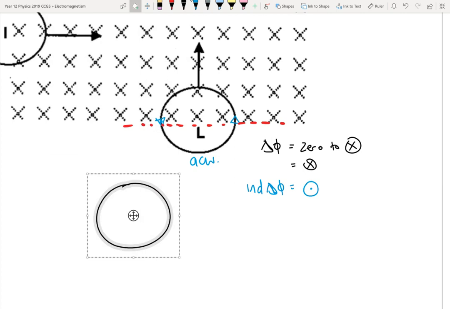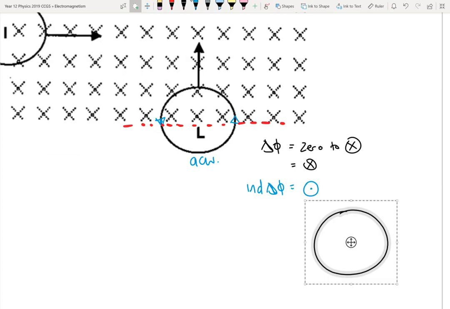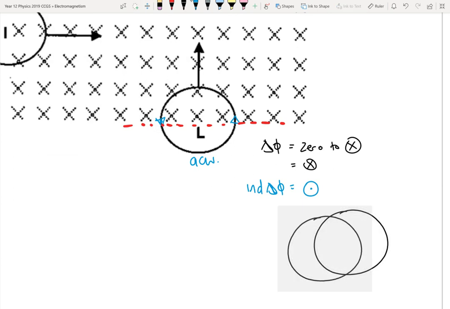Yeah? It's only when it's crossing the boundary. And in fact, when I went the other way, everything flipped. The change was flipped, so the induced direction was flipped, the direction of current was flipped. Not only that, that was Lenz's law. I can now show you Faraday's law.